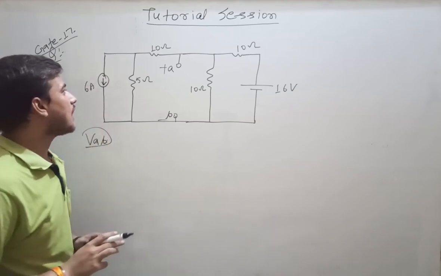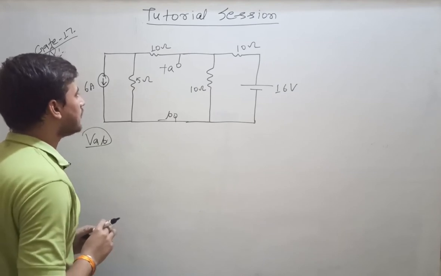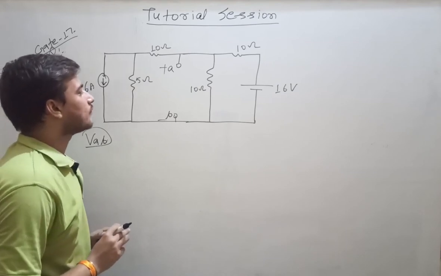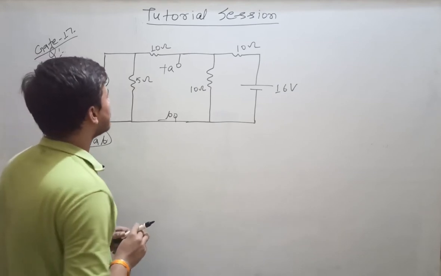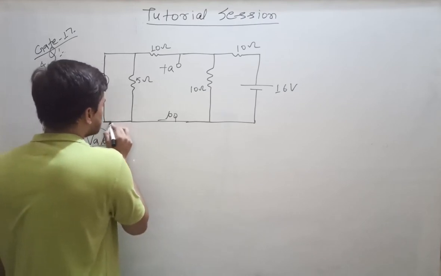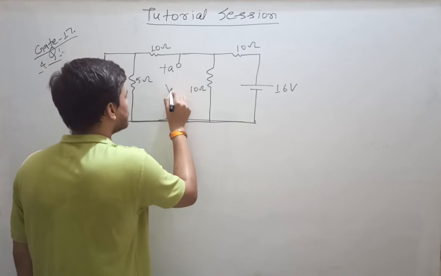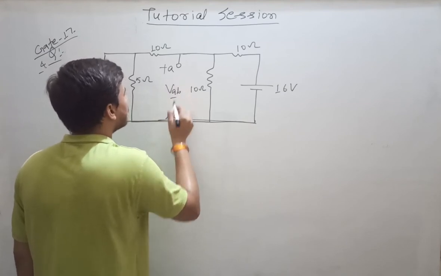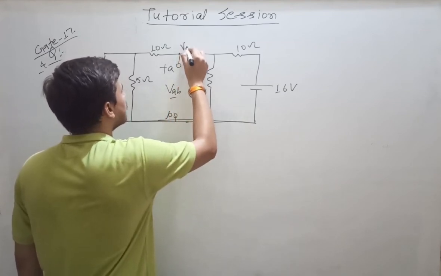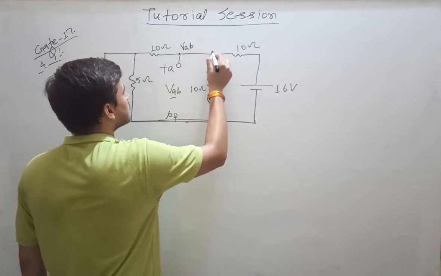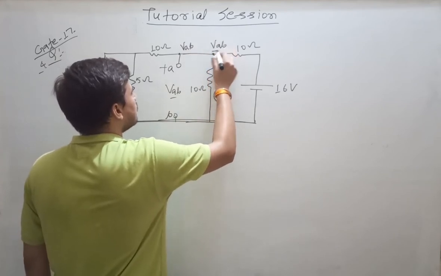So let us see how to find this voltage VAB. See here. This is potential 0. If this potential is 0 and this potential is VAB, then potential of this point will be equal to VAB. Potential of this point will also be equal to VAB.